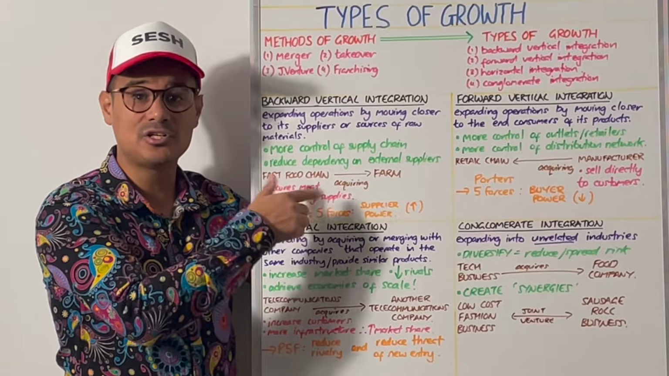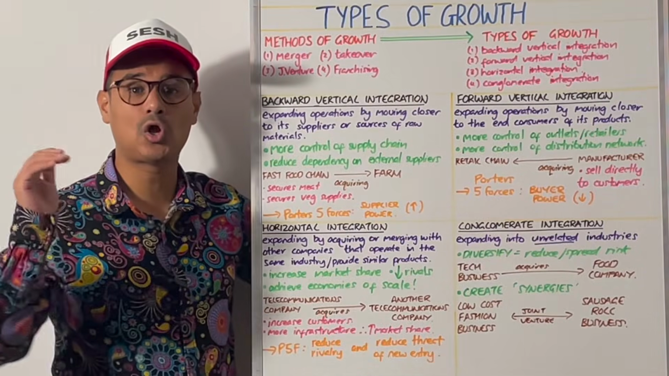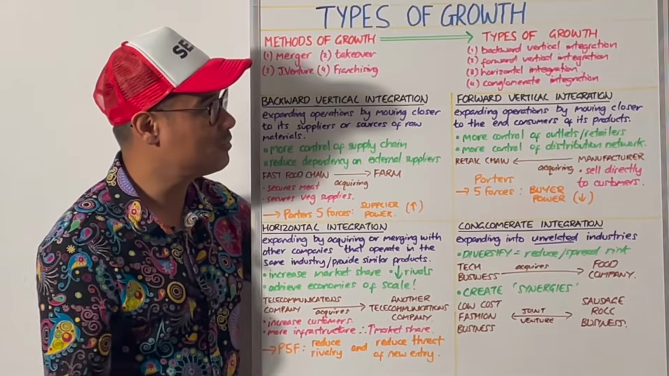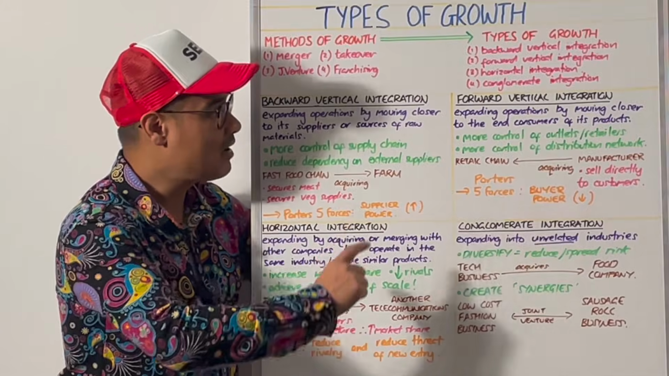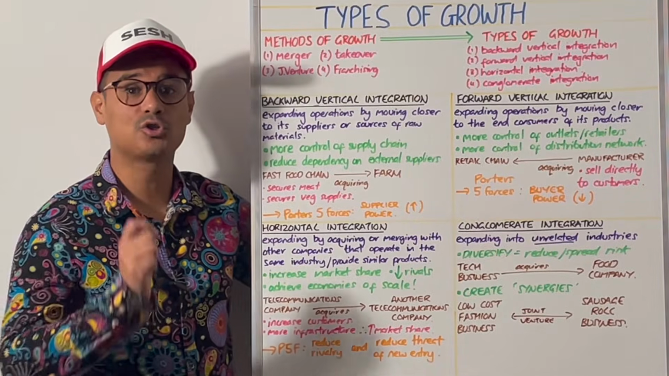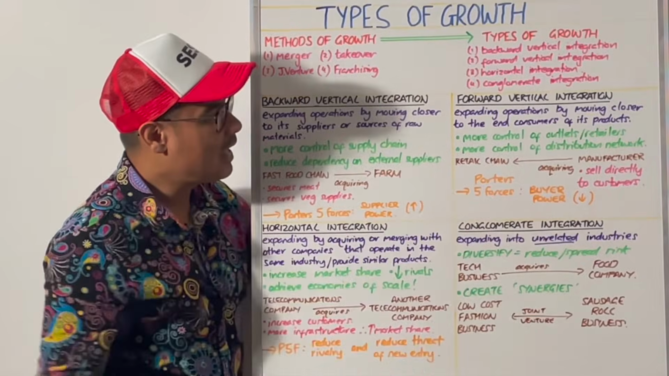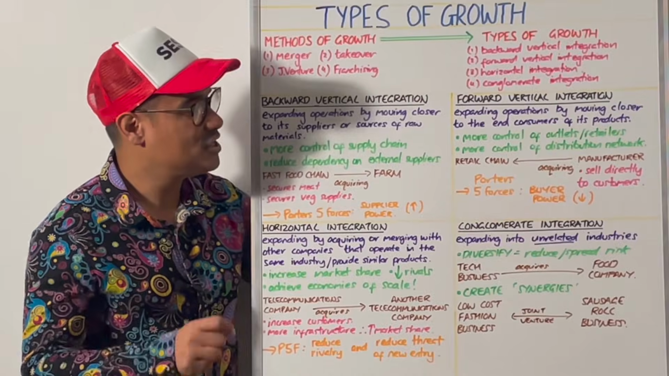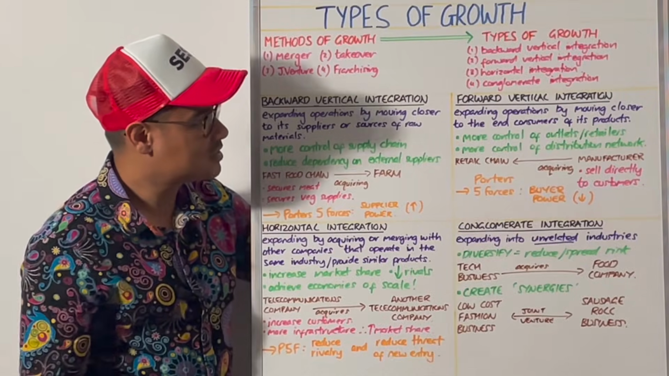Forwards vertical integration is the opposite. Forwards integration is expanding operations by moving closer to the end consumer, the end customer of the products or the goods or services. Now here, the reason why you do that is to get more control over the outlets, more control over the retailers, if you in fact buy them, acquire them. And you might also get more control over the distribution network, and we're thinking about place within the marketing mix.